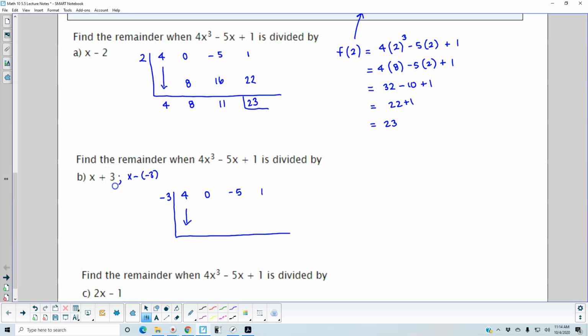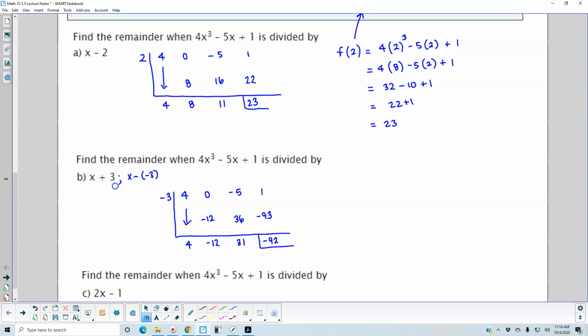So again, we're going to bring down the value of 4, and -3 times 4 is going to give us -12. 0 plus -12 is -12. And we have -3 times -12, which is a positive 36. And 36 plus -5 is positive 31. And -3 times 31 is -93. And if we add those together, we're going to get -92. So we can see here that our remainder is -92.